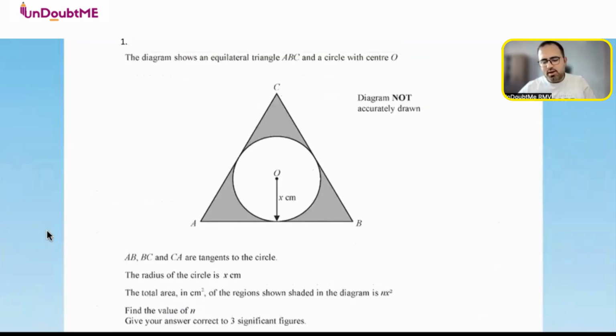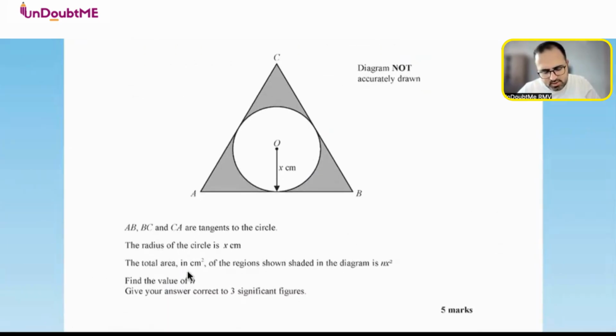The diagram shows an equilateral triangle and a circle with center O. AB, BC, CA are tangents to the circle. Radius is given as x. The total area in centimeter square of the region shown shaded in the diagram is nx square. So basically the area of the shaded region is nx square, and we need to find the value of n. Now there is a challenge over here, and that is that we need to get the sides of this equilateral triangle. Then only can we think of finding the area of the equilateral triangle.